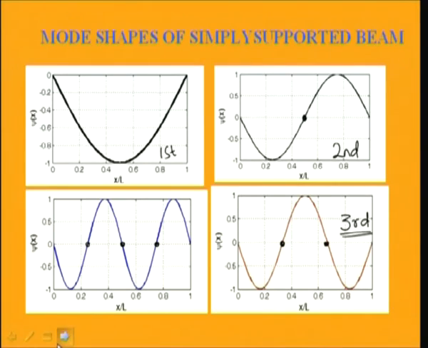So, the nth mode frequency is n squared times the first mode frequency. In the case of a simply supported beam, the nth mode frequency is n squared times the first mode frequency, and we have already seen the expression for the mode shape. So, you can find the mode shape.